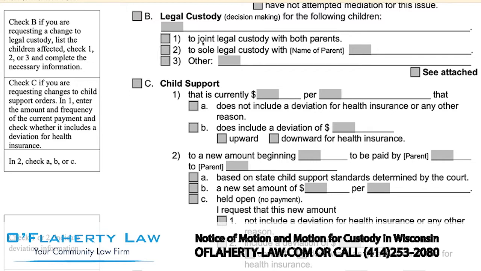And if you have something other than joint or sole that you want to try, you need to explain it to the court on a separate document, clicking See Attached, and tell the court why the decision-making power for the children needs to be changed.